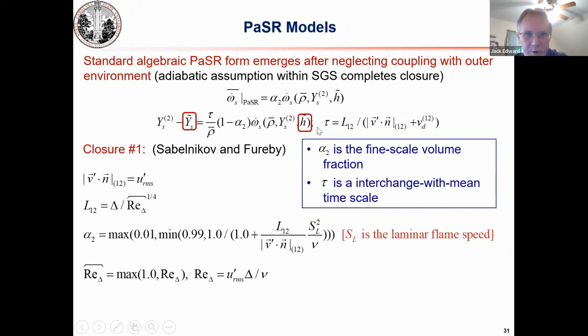But what I'm really more highlighting is the fact that within the literature, there are lots of variations in how people have modeled this time scale, which is like an interchange with the mean term, and also this fine scale volume fraction, which is alpha 2.